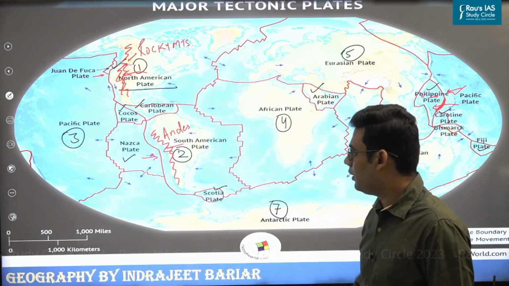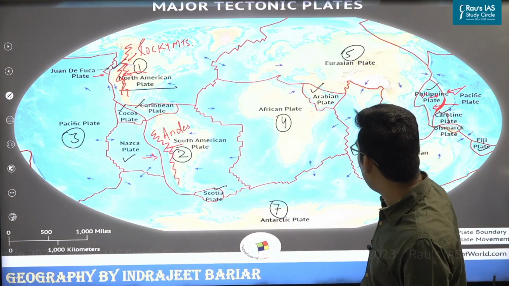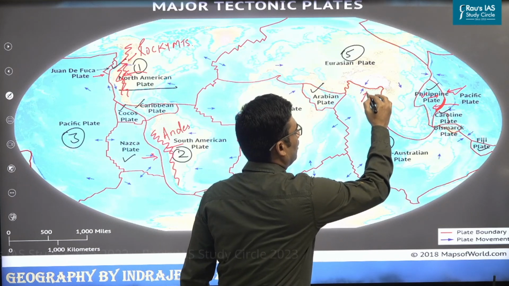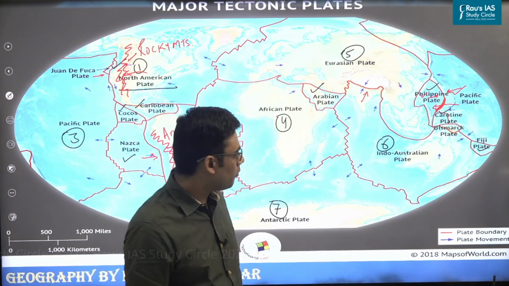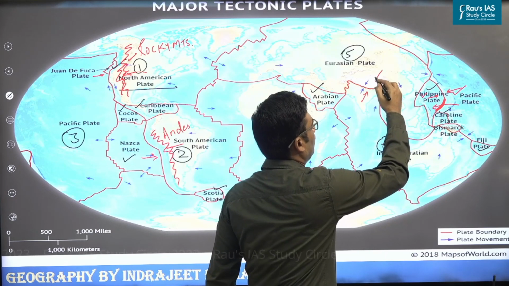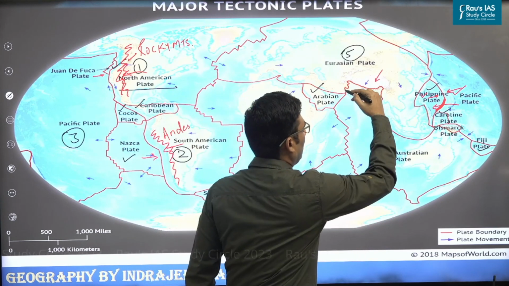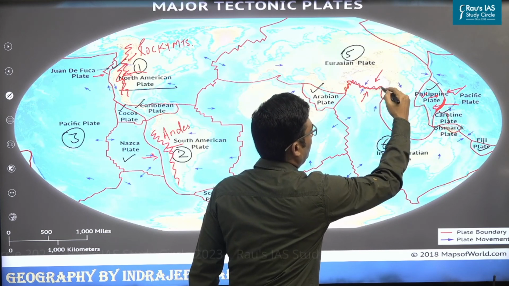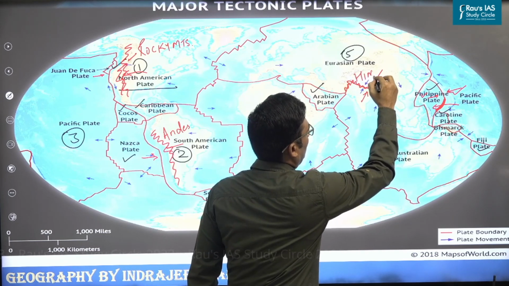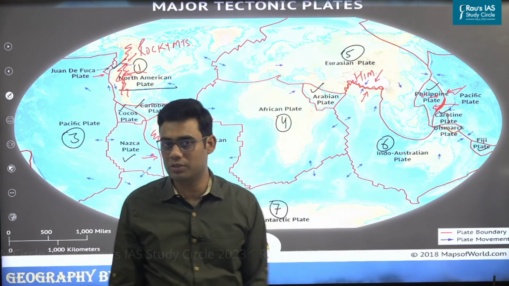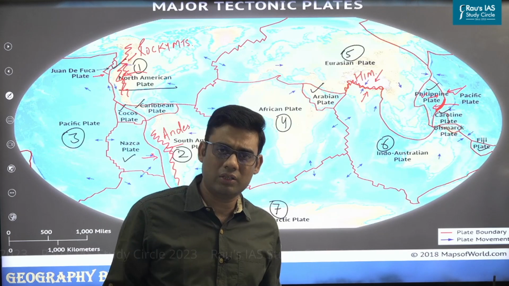And the third one, that is CC-CC convergence, and a very popular one that you can see here would be the Indian plate, or part of Indo-Australian plate, converging with the Eurasian plate. And this particular type of movement has given rise again to fold mountains over here, which are Himalayas. So Himalayas have been formed due to CC-CC convergence. And now you can see the difference.